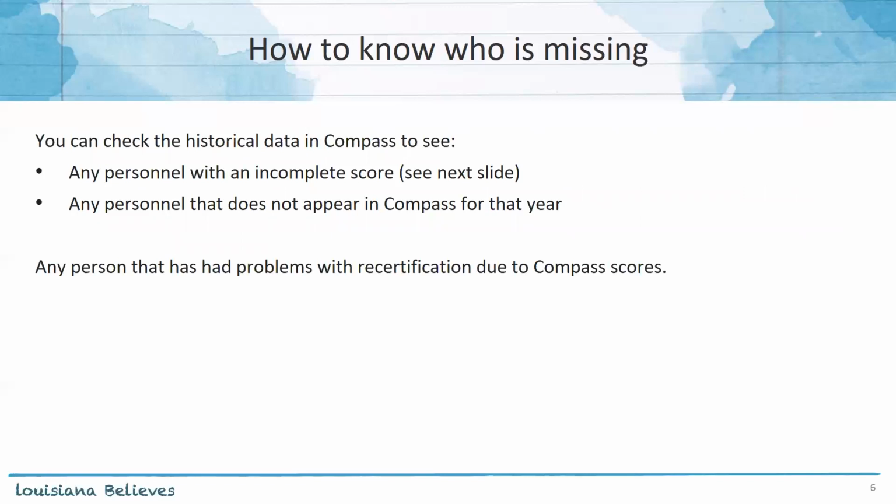All right. To see if you have anybody that is missing, there's three things you should check. First, go through Compass through the years to see if there are any incomplete scores. I'm going to show you that on the next slide. Also, in that list, see if you have any personnel that is not in Compass. If you've had supervisors, superintendents, freshman academy coaches, a teacher that just missed, check to make sure that their names are in for the right year. And then finally, if you've had anybody that's told you they've had problems with recertification due to Compass scores, check and see if they need to be sent to us for February.